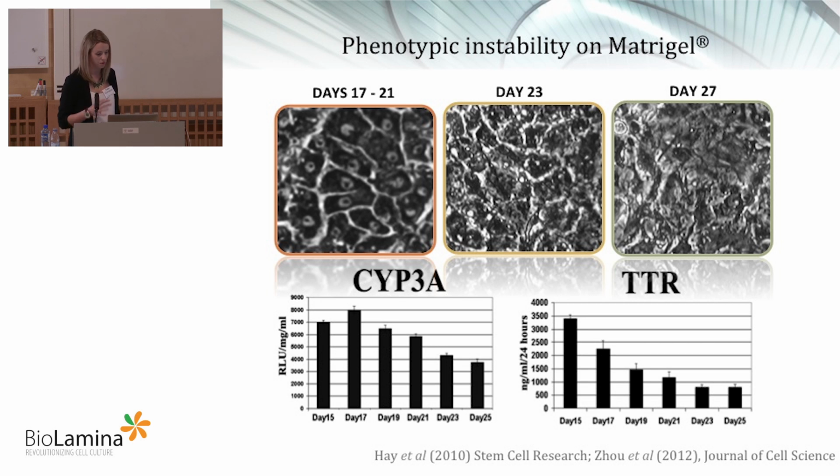At day 17 to day 21, we have nice hepatocytes with nice morphology. You can see here a nice defined outline of the cells, and they have high cytochrome activity. Cytochromes are key enzymes involved in liver metabolism, and this is highest at day 17 and then decreases gradually. This is due to phenotypic instability. As the cells age and the Matrigel ages, the cells lose their morphology and lose production of transthyretin and CYPs. And as you can see at the end, they look pretty miserable.